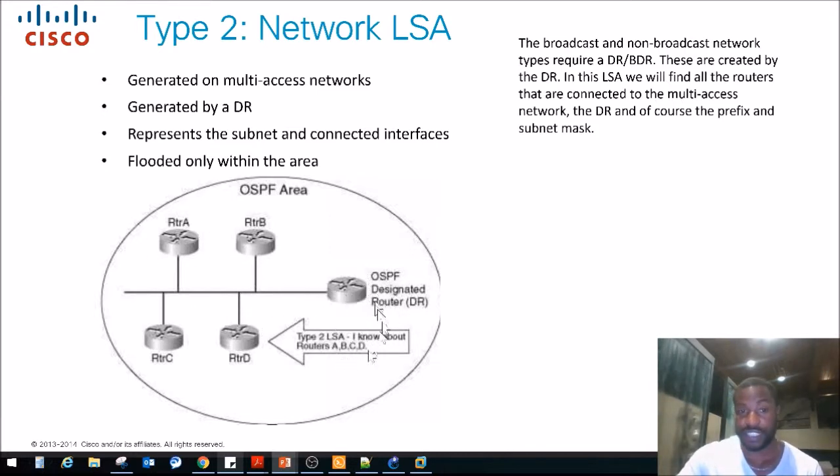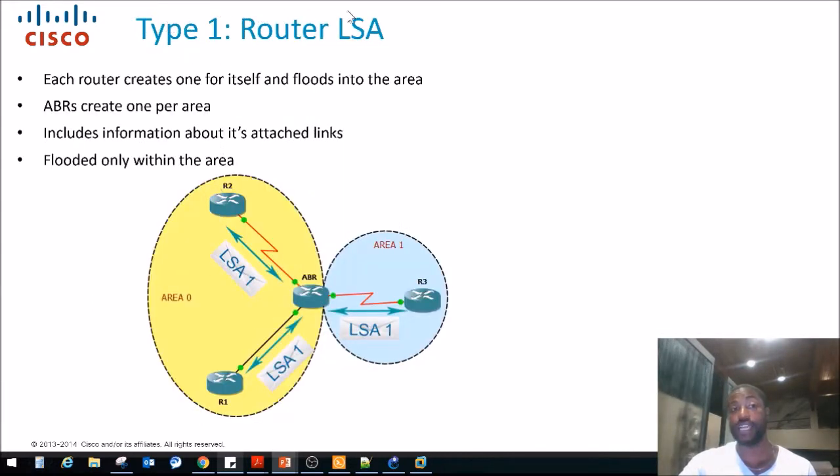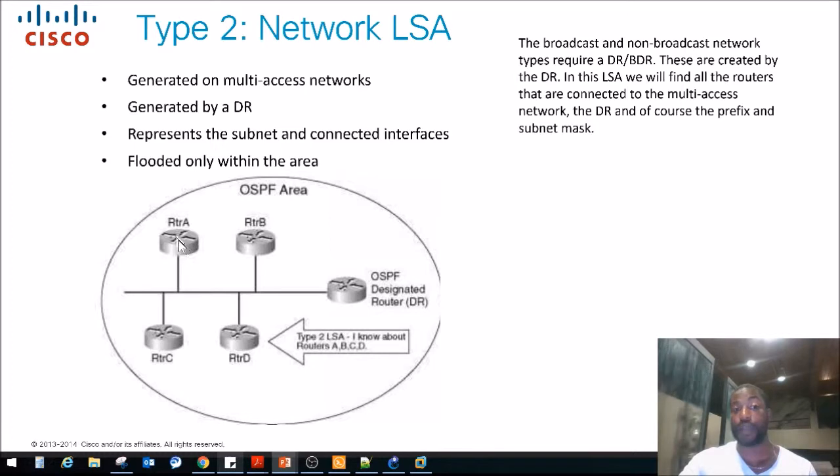So this Type 2 LSA, it says here, I know about routers A, B, and C, and he floods it within the area. He is not given a Type 2 LSA. The designated router will be given the Type 2 LSAs. That's the difference, right? So he can create a Type 1 LSA, but router A is not going to create a Type 2 LSA because, why? Those are generated by the DR.